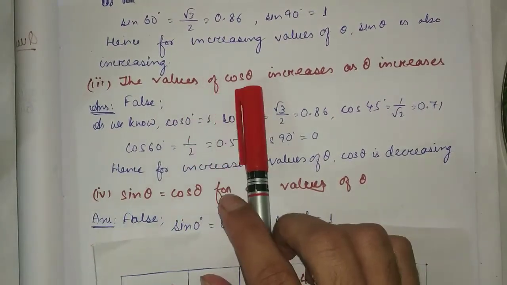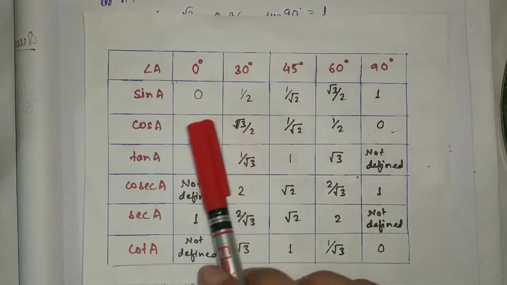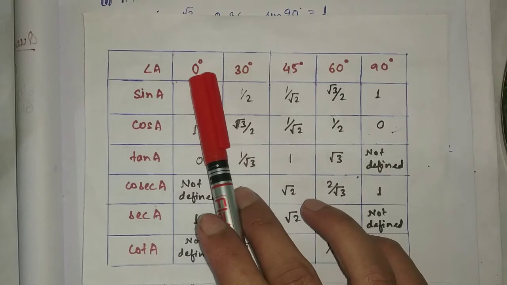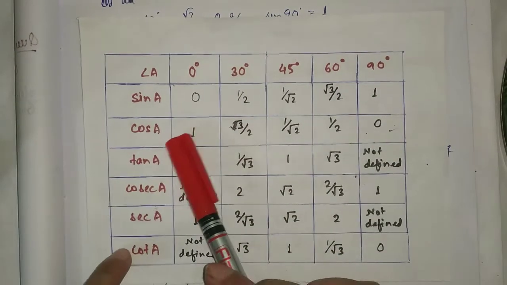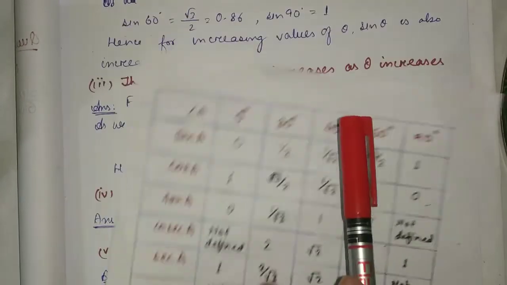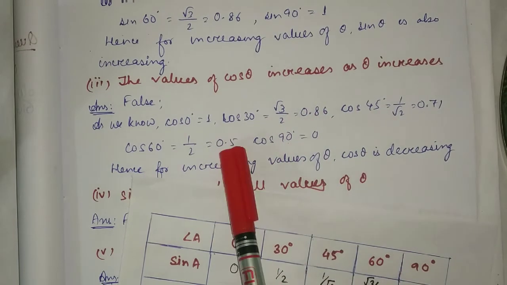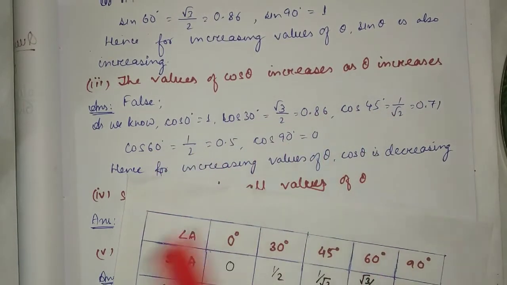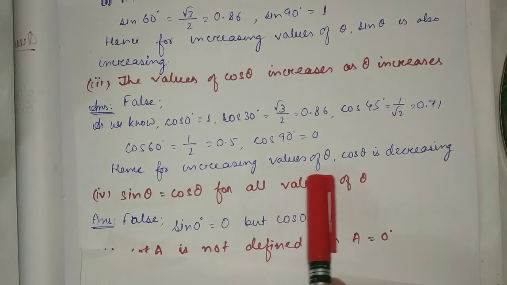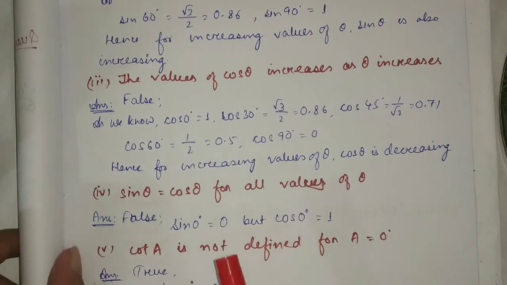Here it is given that the value of cos theta increases as theta increases. But from the trigonometric table we see that as the angle increases from 0 to 90, the value of cos decreases from 1 to 0. How does it decrease? 1, 0.87, 0.7, 0.5 and 0 for cos 0, cos 30, cos 45, cos 60 and cos 90. So the increasing values of theta mean cos theta is decreasing.